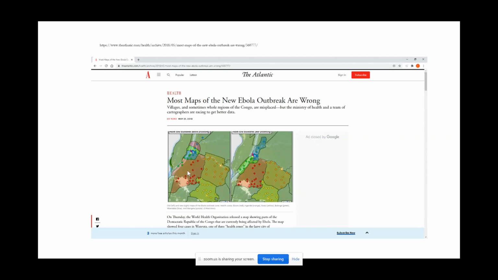and how to get them all centralized. So there is this article in the Atlantic which says that most maps of the new Ebola outbreak are wrong. It was related to the second Ebola outbreak in Congo. One of the results of not having health catchment areas was having really different maps used by different people, and all the data were not centralized.